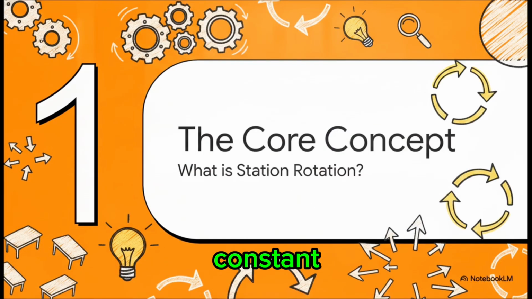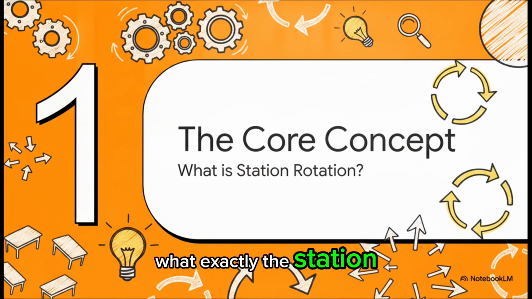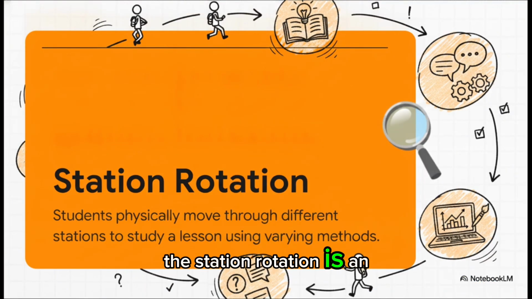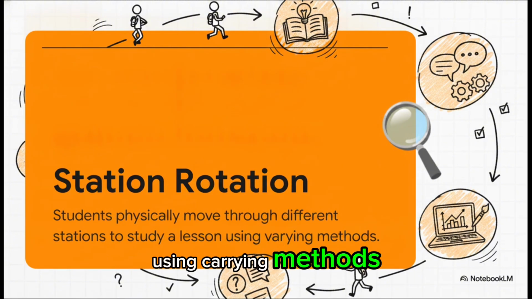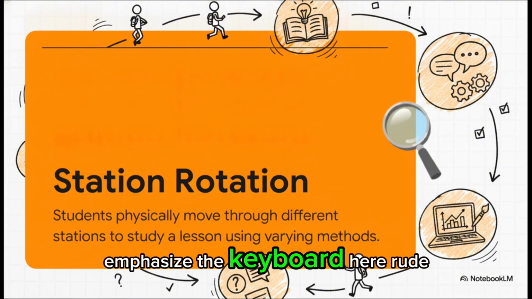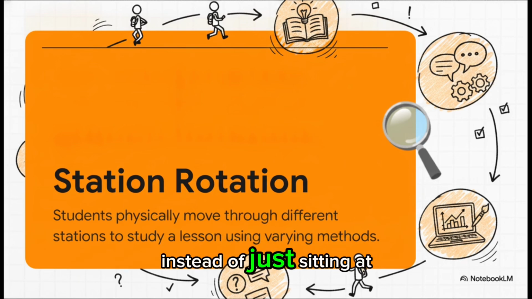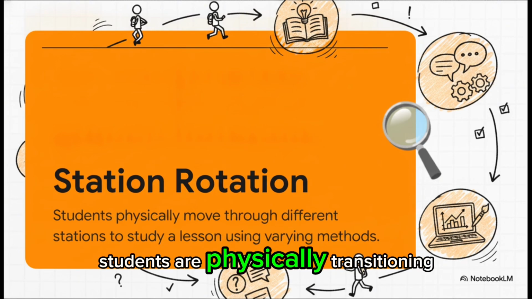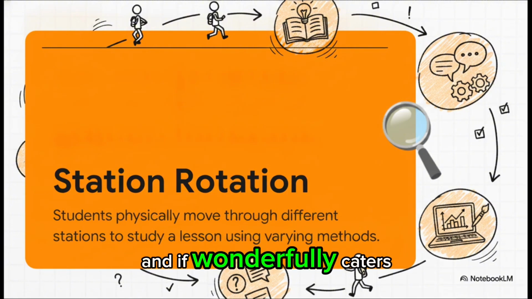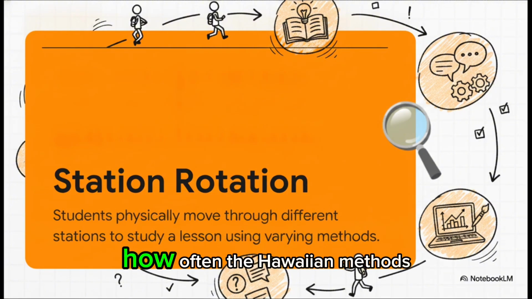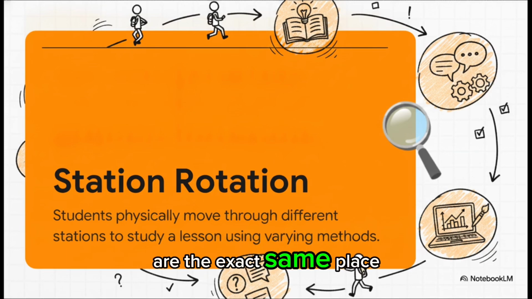Part 1. The core concept. What exactly is station rotation? Well, station rotation is an active learning strategy where students physically move through different designated stations to study a lesson using varying methods. And I really want to emphasize the key word here, move. Instead of just sitting at one desk all day long, students are physically transitioning to different spaces in the room. This movement promotes self-directed learning, it encourages group work, and it wonderfully caters to all those different learning styles by offering a variety of methods for the exact same lesson.